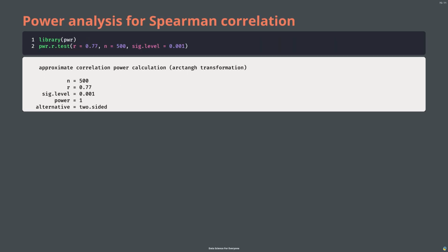To calculate power for Spearman correlation, we use the power.r.test function just like we would do for the Pearson's test. Set the expected correlation r to 0.77, the number of samples n to 500, and the significance level using sig.level to 0.001. The power comes out to be 1, which is strong enough to support our conclusion.